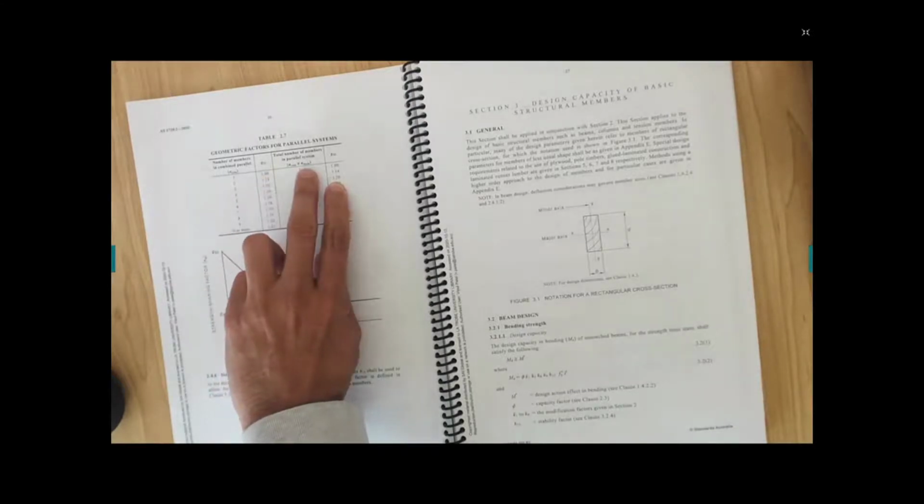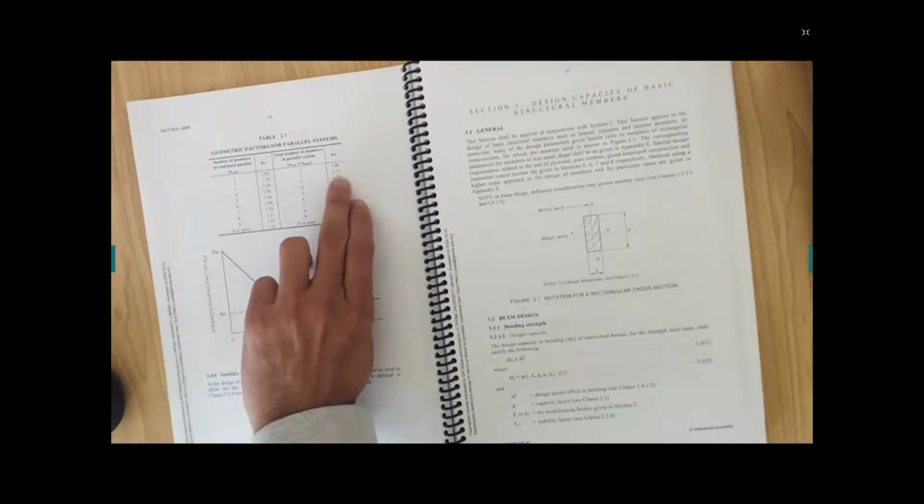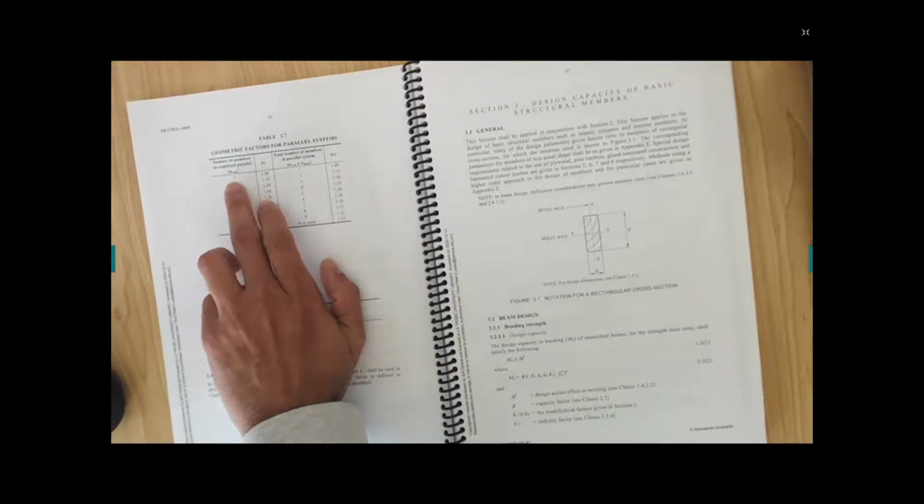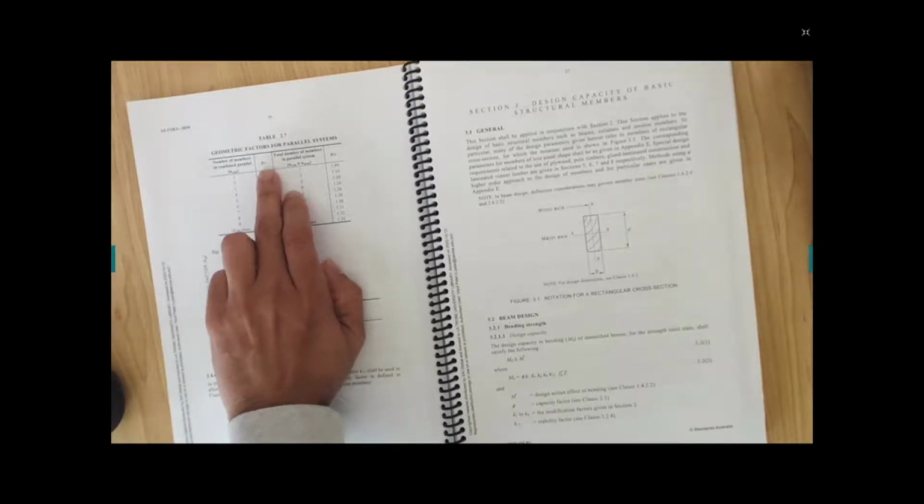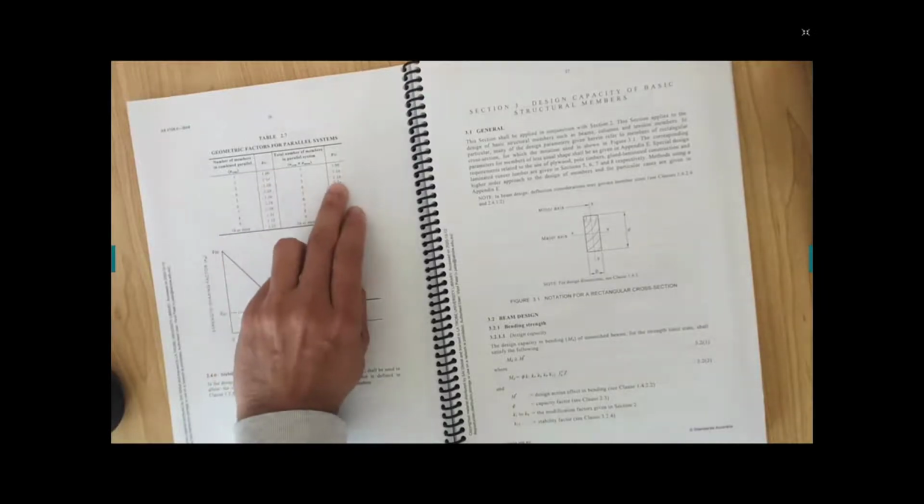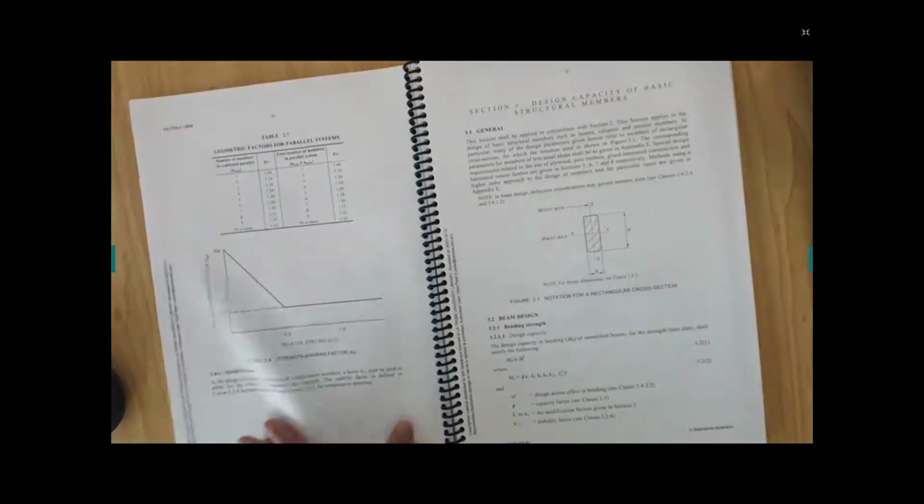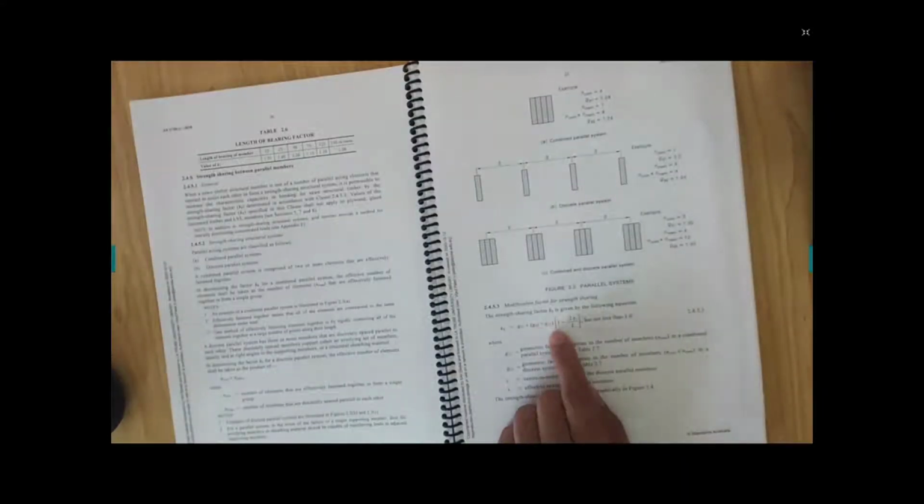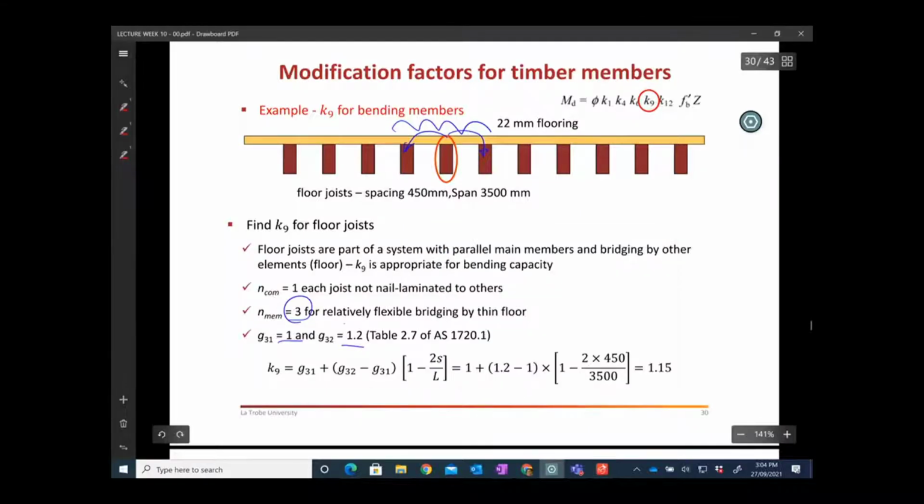Because your N combined factor is 1, and the number of members is 3, 1 times 3 is 3, so you have 1.20, and your N common is this one. So you have G31 is 1, G32 is 1.20, and you plug the value here to get the K9. Spacing is 450, and span is 300. So span means that they are just doing this span, right?